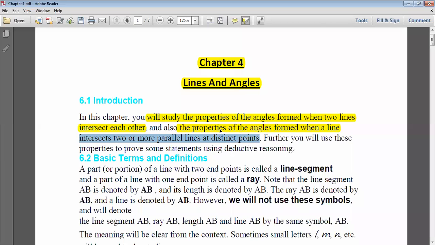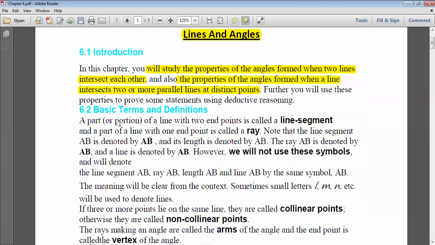So don't worry about all the statements. We are just giving information. We will learn all these things in this chapter. And now all of you listen carefully. These are the basic terms and definitions. Basic terms and definitions. It is very important.